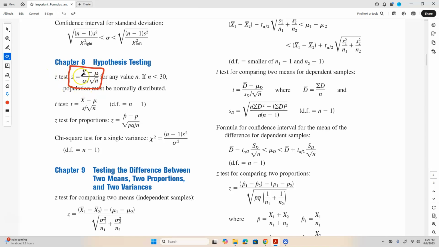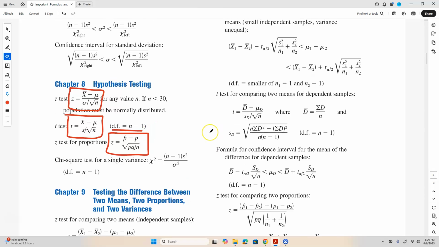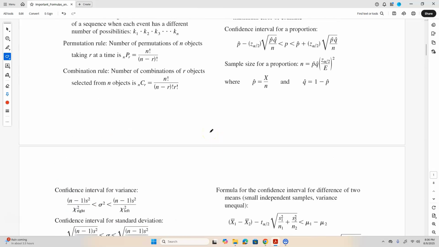There's the formula for z-test. Here's the formula for t-test. It even reminds you degrees of freedom is n-1, and then this is the formula that we're going to be using now. Z-test for proportions. Same thing when we were doing standard deviation.